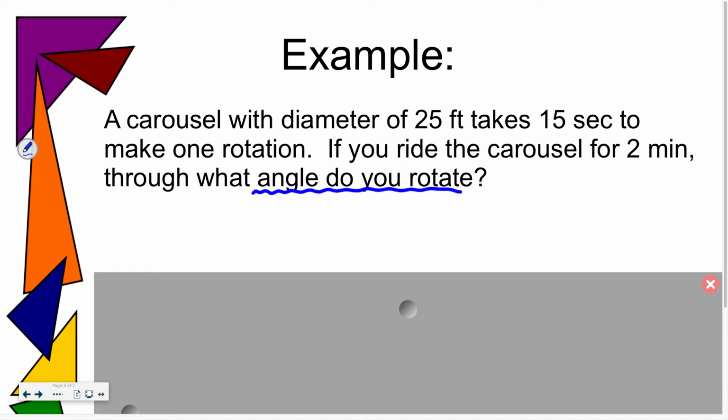If it takes 15 seconds to make one rotation, what's your angle of rotation for 15 seconds? 360 degrees or 2 pi, right, in 15 seconds. But we're going to ride for 2 full minutes. So how many times are we going to go around? 8. One minute, if you're going 15 seconds around, is going to get you 4 rotations. So if you go for 2 minutes, you're going to have a total of 8 rotations, right?